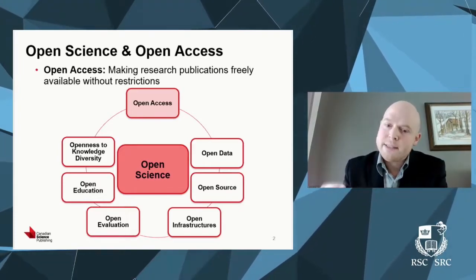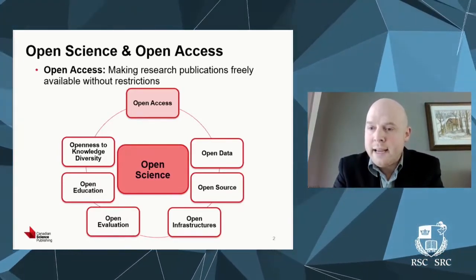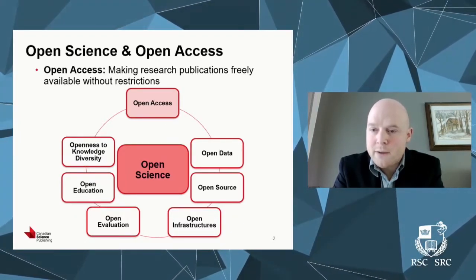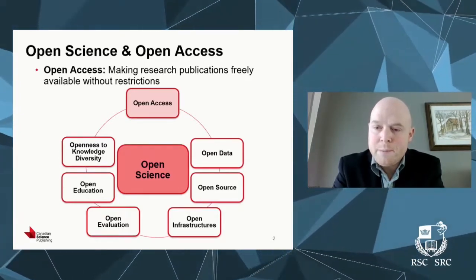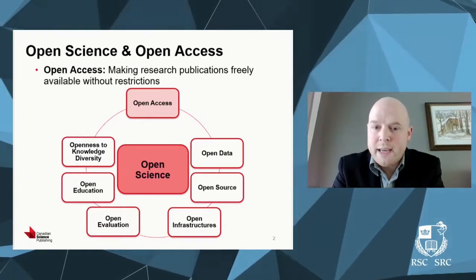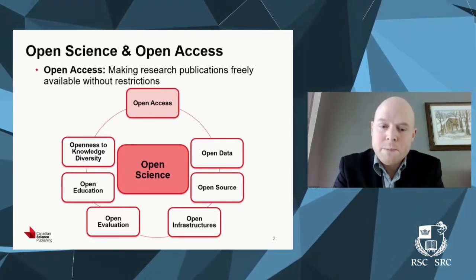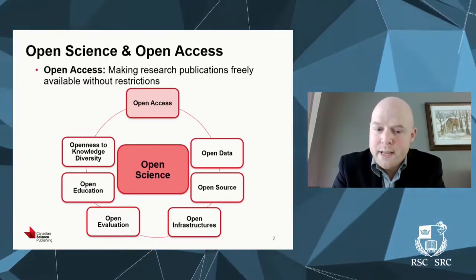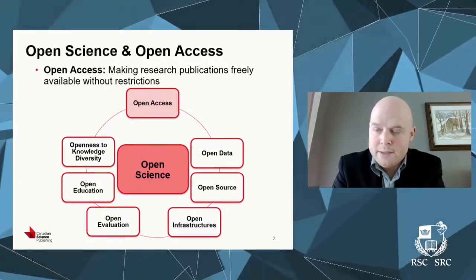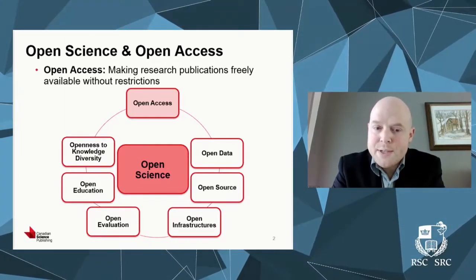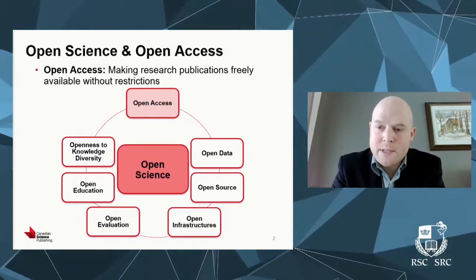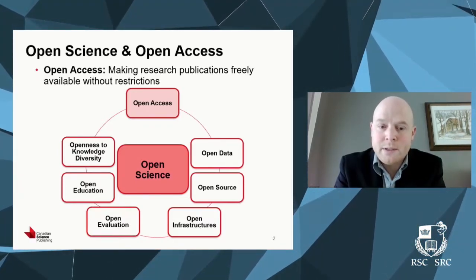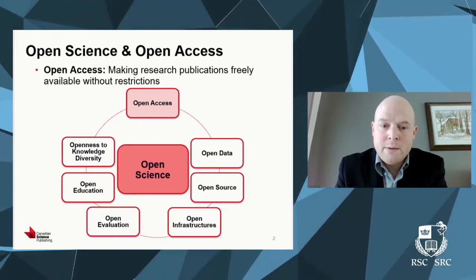So open access is part of this umbrella of open science, but open science also includes open data, so including access to data and research information, open source, including research software and platforms to make content available, open infrastructures, which includes making content available through open platforms, open evaluation, which refers to the tenure and promotion and the transparency associated with that in terms of academic institutions, open education and education resources, and also openness to knowledge diversity, which would include openness to traditional knowledge, as well as citizen science, and the various traditional knowledge systems that are involved in knowledge diversity.